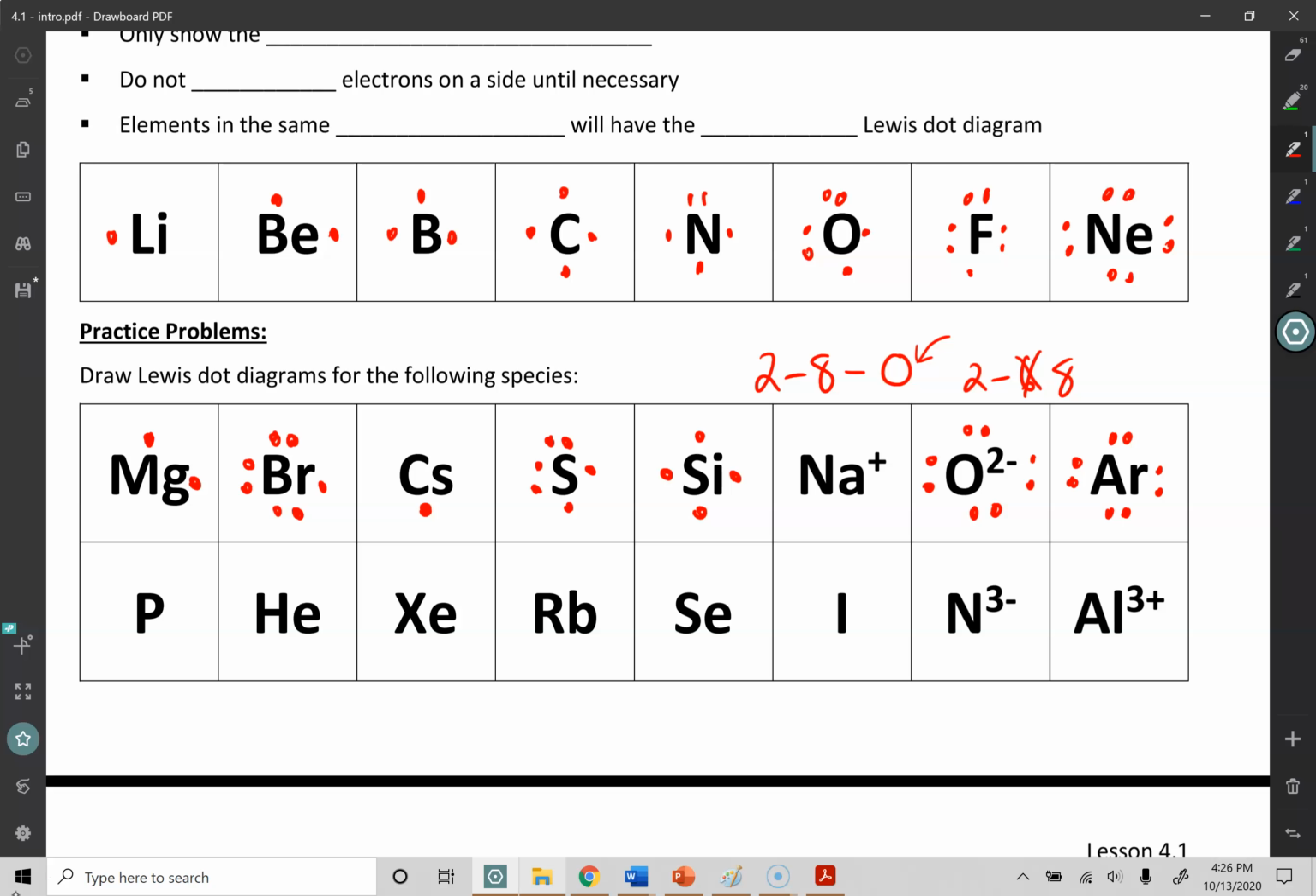You've got that bottom row to practice with. Hopefully things are making sense, and we're really going to build on this in lessons 4.2 and 4.3, so it's a really important skill.